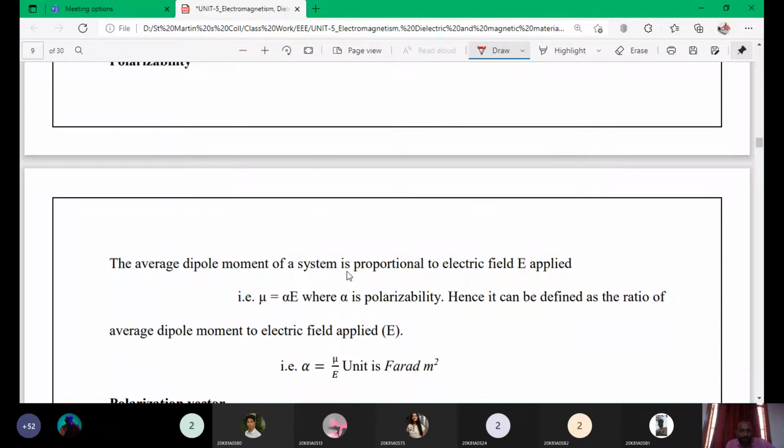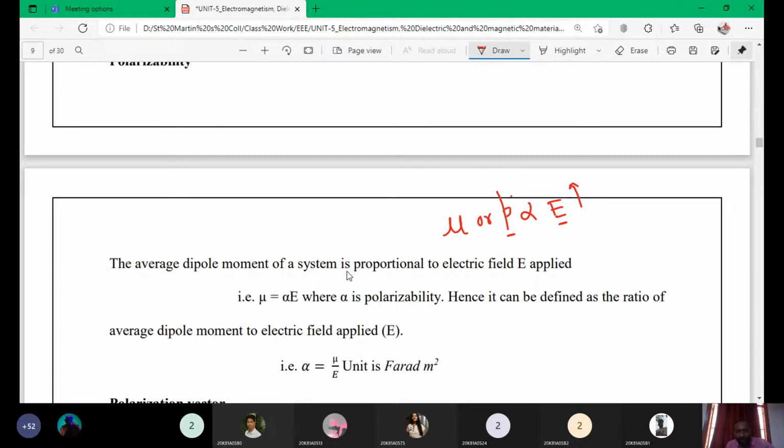Here you can define the polarizability. The dipole moment, mu, or you can write small p, is proportional to the electric field. When you apply an electric field, polarization happens. If you increase the electric field, the polarization, the dipole moment, also increases. The strength of the dipole moment also increases.